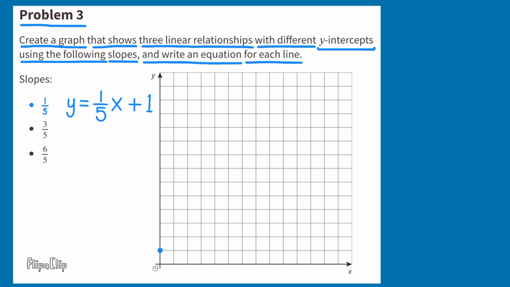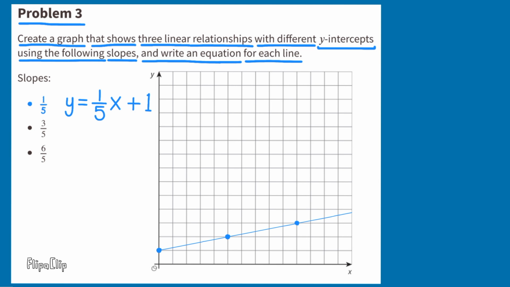We could put some points on this line. Let's go up 1 and over 5. There's another point. Let's go up 1 and over 5 again. There's another point. And here's a look at the line that has a slope of 1/5.